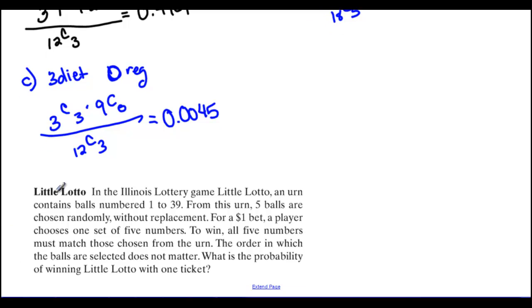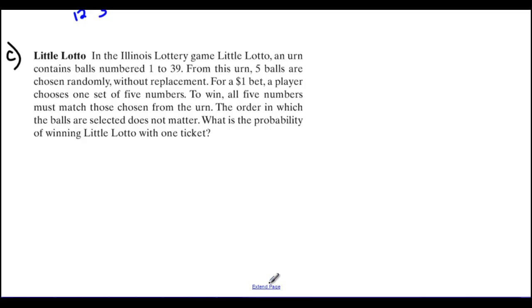All right, let's look at a lottery question. So this was actually question C. In Illinois lottery game, Little Lotto, an urn contains balls numbered 1 through 39. From this urn, 5 balls are randomly chosen without replacement. For a dollar bet, a player chooses one set of 5 numbers. To win, all 5 numbers must match those chosen from the urn. The order in which the balls are selected does not matter. What's the probability of winning Little Lotto with 1 ticket?